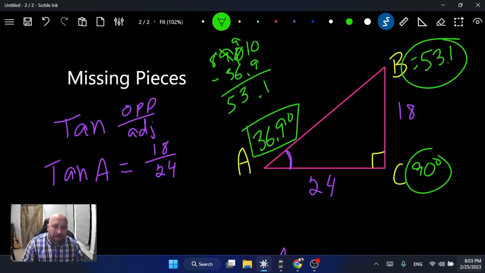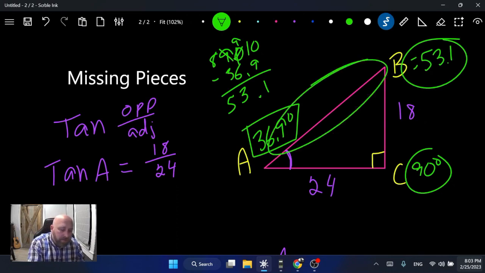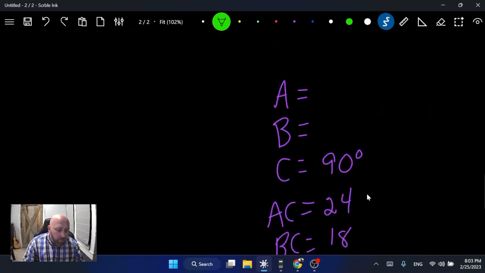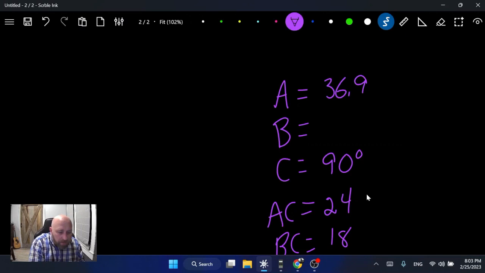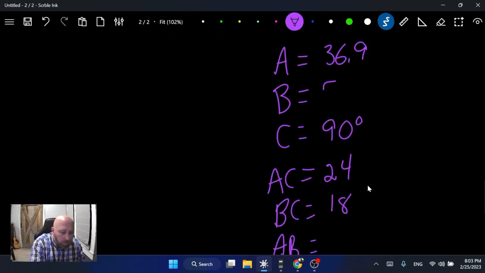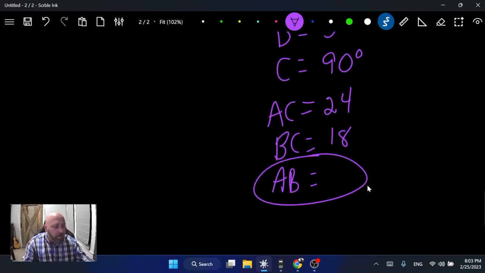So there's our two angles, and now we need our missing side. Again, we could use Pythagorean's theorem there, but we're trying to do it without using Pythagorean's theorem. We're just kind of going around the triangle to figure this thing out. So let me write these in: 36.9 and 53.1. So now we're only missing one piece right here.